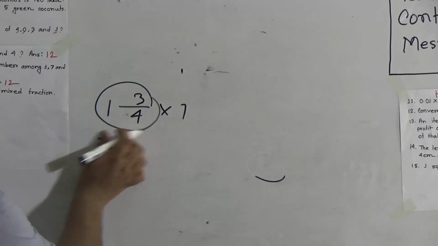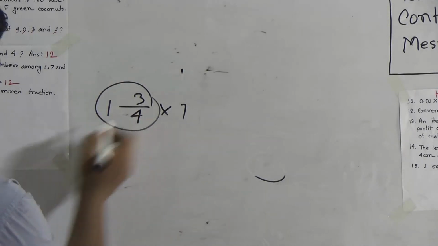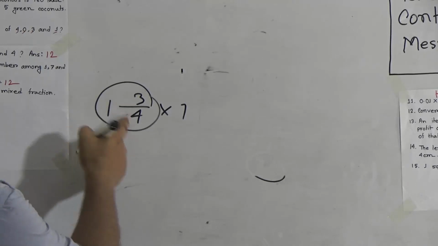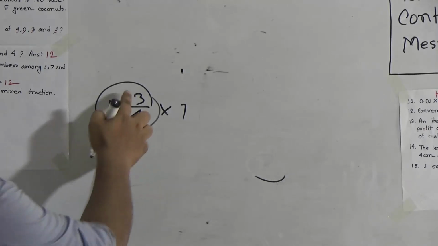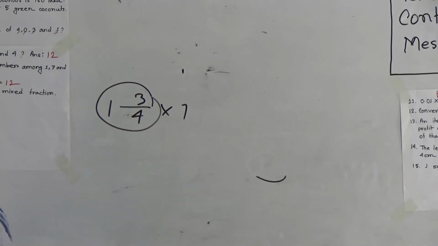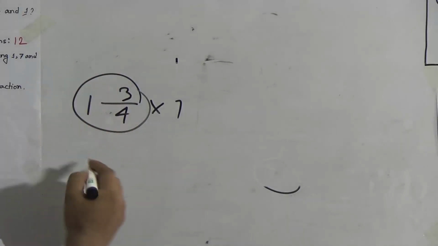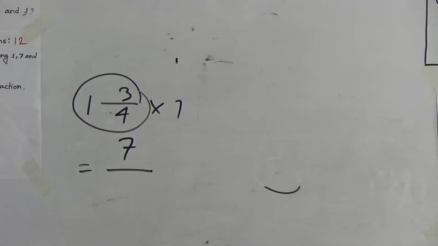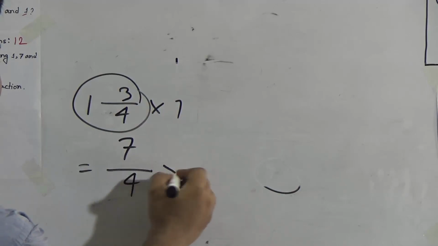So how can we do it? At first we multiply this integer with the denominator. That means 4 1s are 4, and add the numerator to this multiplication. That means 4 1s are 4 plus 3, it will be 7, and 7 will be the numerator and this 4 is here. After that we multiply by 1.